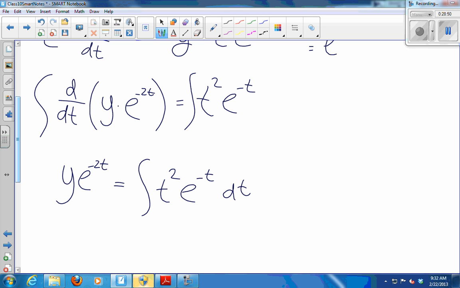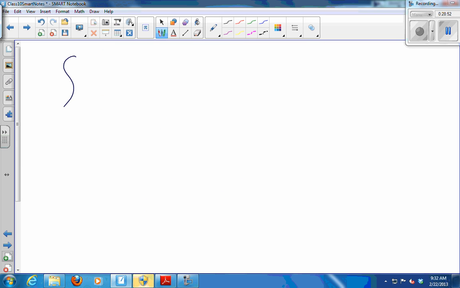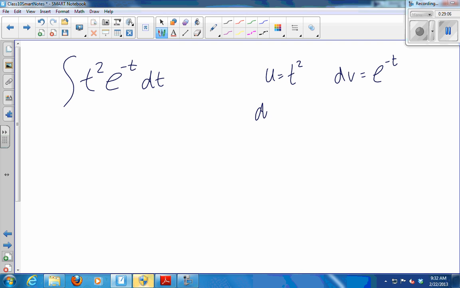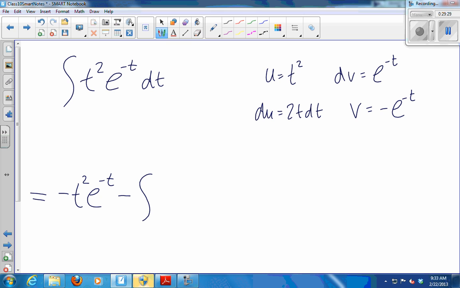Okay, so the integral of t squared e to the negative t. We'll let u be t squared and dv be e to the negative t. And then I'll find du is 2t dt and v is negative e to the negative t. So now just apply the formula for integration by parts, and it's u times v, negative t squared e to the negative t, minus the integral of v du.